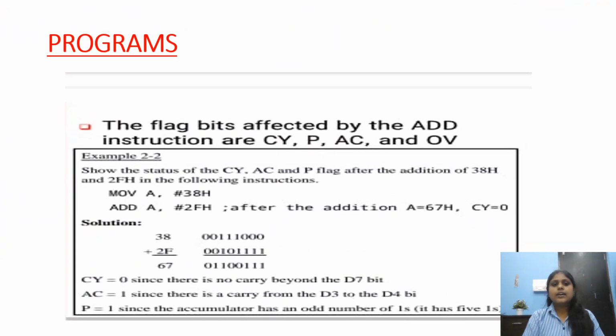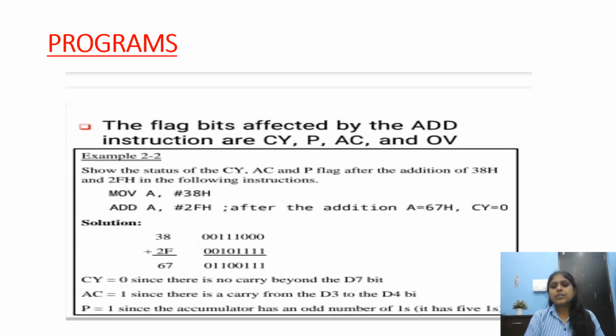So now let us see the programs related to this topic. The flag bits affected by the ADD instruction are the carry flag, parity, auxiliary carry and overflow. Now let us see the example. Show the status of the carry flag, auxiliary carry and parity flag after the addition of 38H and 2FH in the following instructions: MOV A, #38H, where A represents the accumulator, and ADD A, #2FH. After the addition of 38H and 2FH, we will get 67H.